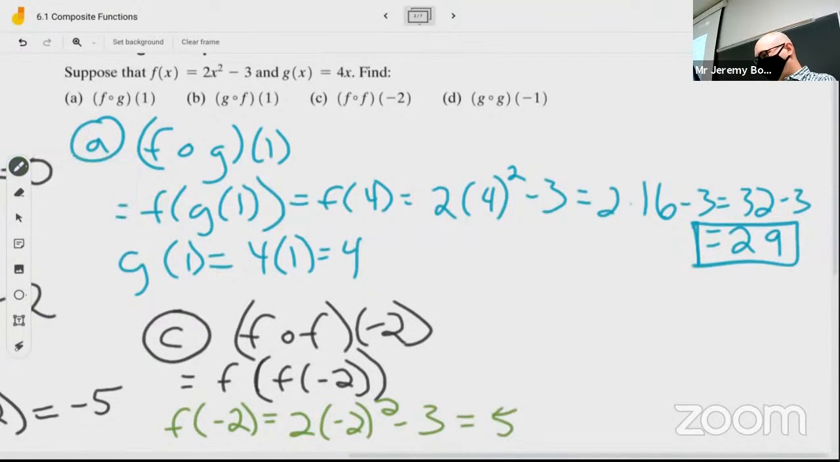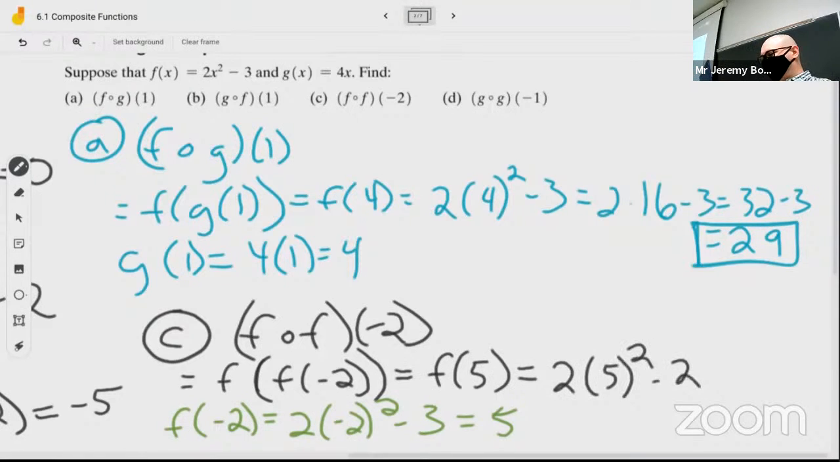And so now we're going to do F of 5, which is going to be 2 times 5 squared minus 3. Pay no attention to the wrong number I wrote there. There we go. Which would be 50 minus 3. It's 47.